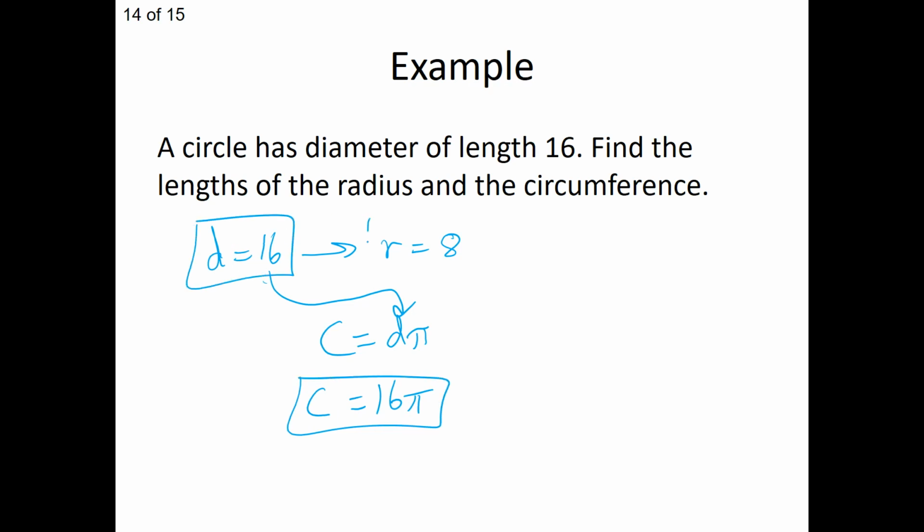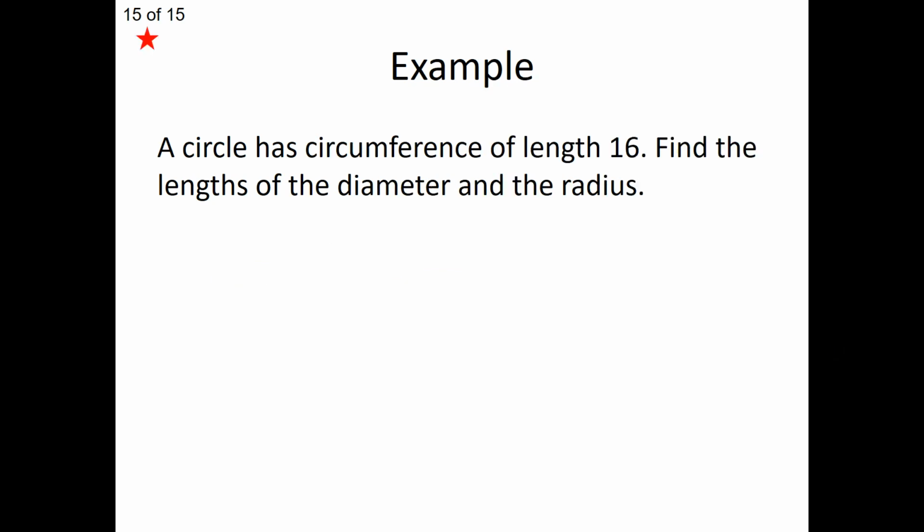So again, leave it in exact form. Don't multiply 16 times pi on a calculator. Just leave it as 16 pi, and there we have it. There's our solution of finding the missing measures inside the circle. Let's do one more. Instead of being given the radius and the diameter, let me give you the length of the circumference, and then you can work backward to find the length of the diameter and the radius.